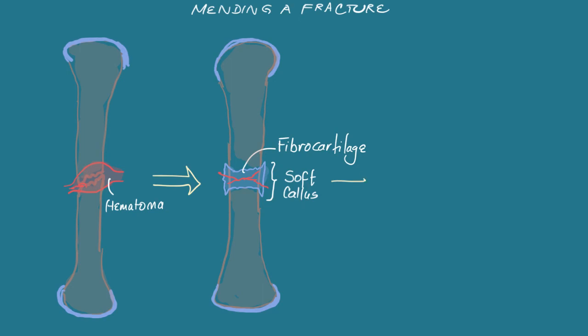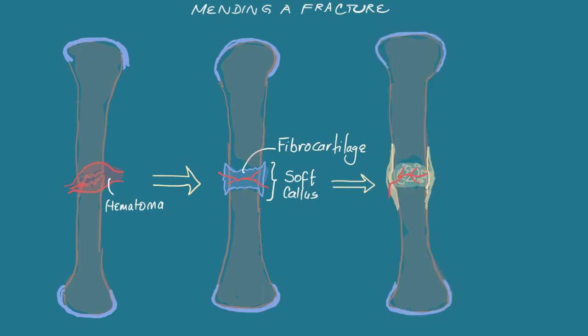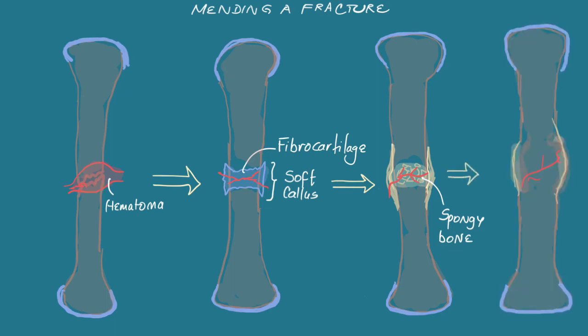Over the next few weeks, osteoclasts break down any remaining bits of bone from the fracture, and osteoblasts multiply and they release the bone matrix. And they form the spongy bone around the blood vessels. Over time, the spongy bone is replaced by compact bone. And that is when we say that the bone is healed. But the remodeling can continue months and years afterwards in order to bring the shape of the bone back to normal.